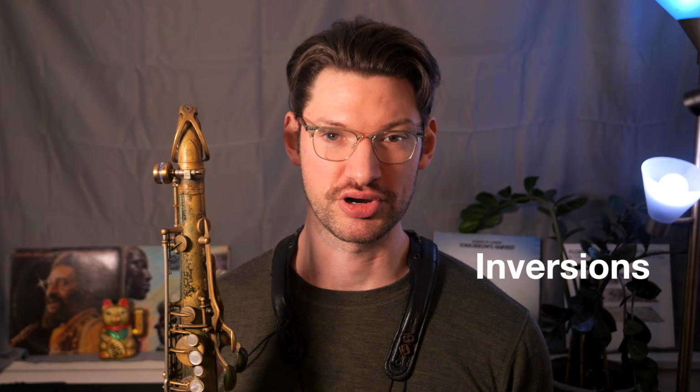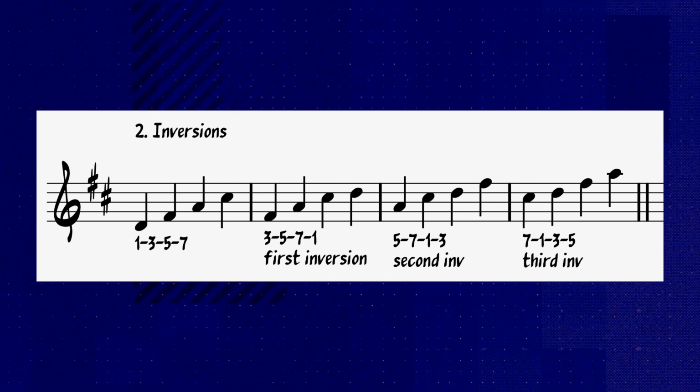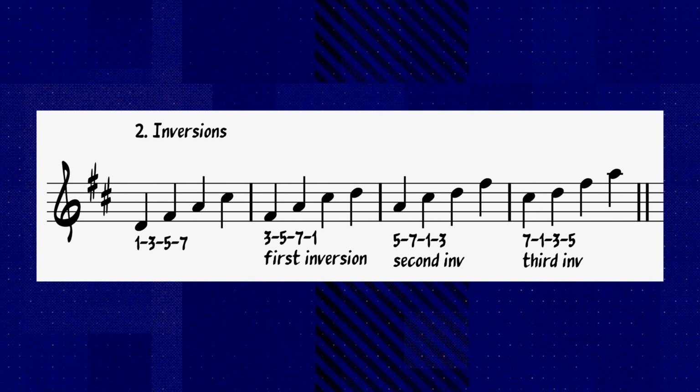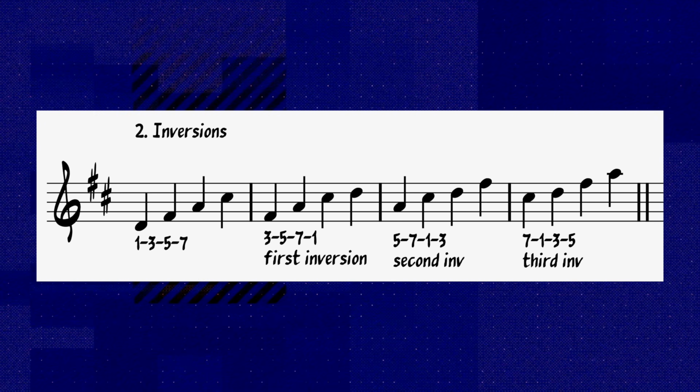Inversions are super important in jazz, not just for keyboard and guitar players, but also for melody players in terms of how we can build phrases not always having to start on the root of the chord. So we first want to practice 1-3-5-7, 3-5-7-1, 5-7-1-3, and 7-1-3-5. If you're a chord player, you can practice playing those as chord voicings. If you're a melody player, you practice these as arpeggios, up and down.